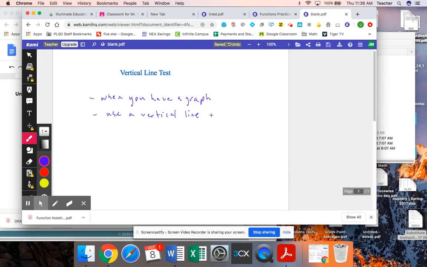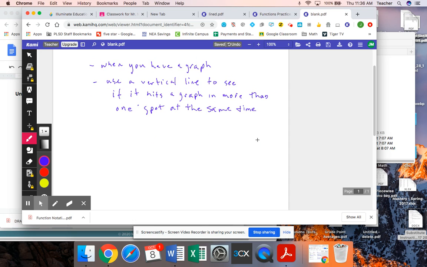You need to use a vertical line to drag it across to see if it touches more than one spot. So use a vertical line to see if it hits the graph in more than one spot at the same time. I know that's a lot of words, but it's actually a lot simpler than that.